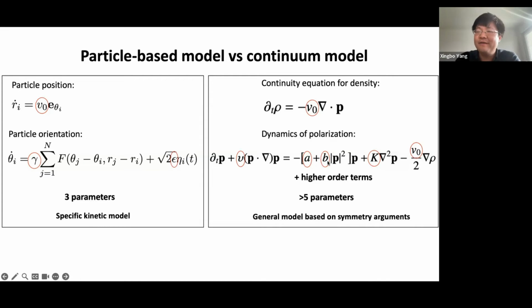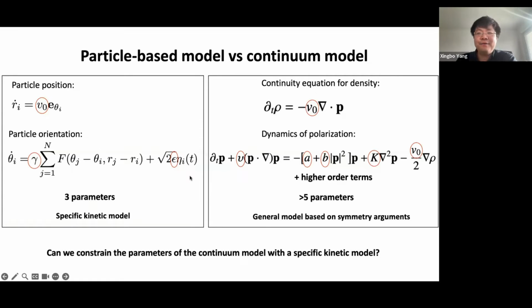There are some nonlinear terms that are going to give you these order phase transitions. You don't know what the parameters are, so you actually have more parameters. But of course, you have much less degrees of freedom in this case, where you just have these two fields.